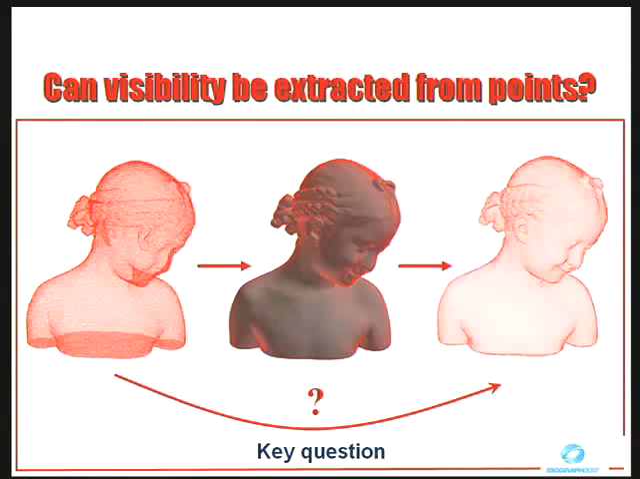Evidently, points cannot occlude each other unless they accidentally fall on the same ray from the viewpoint. However, once we reconstruct the surface, it is possible to extract visibility. And this implies that the point cloud inherently contains information regarding visibility. And the challenge is to extract this information.